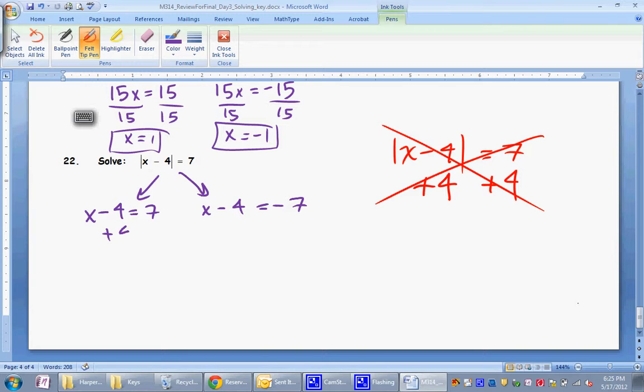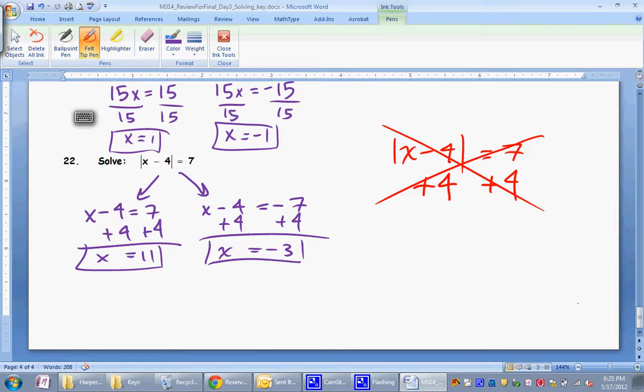Now we can undo subtracting 4 by adding 4 to both sides. We get x equals 11 for one of our answers. Add 4 again. x equals negative 3 for our other solution. We have x equals 11 and x equals negative 3.